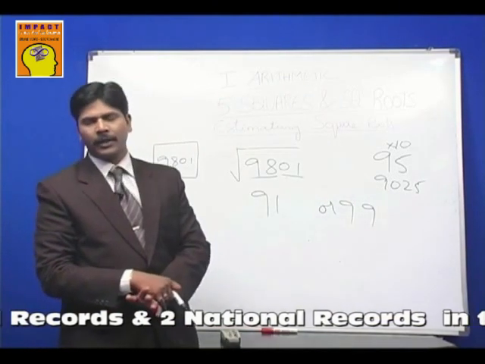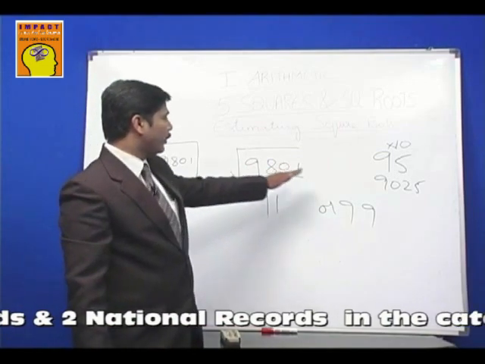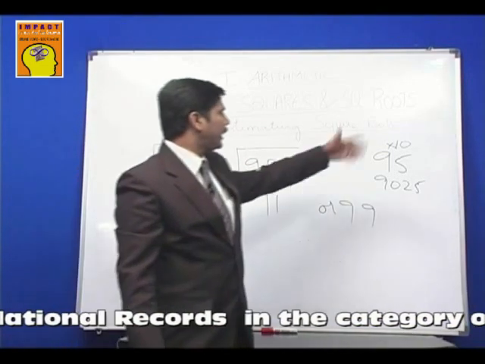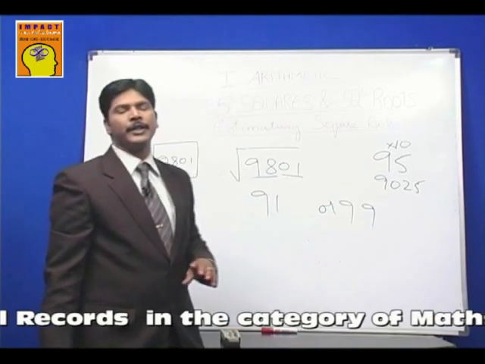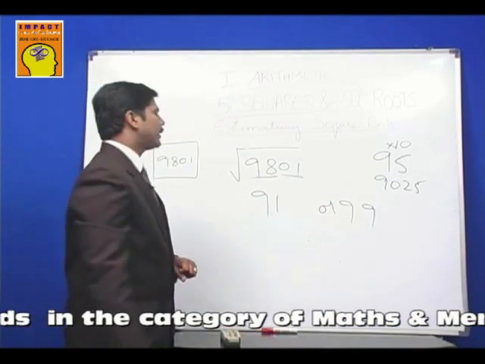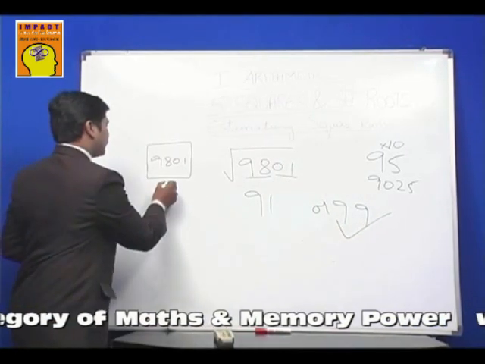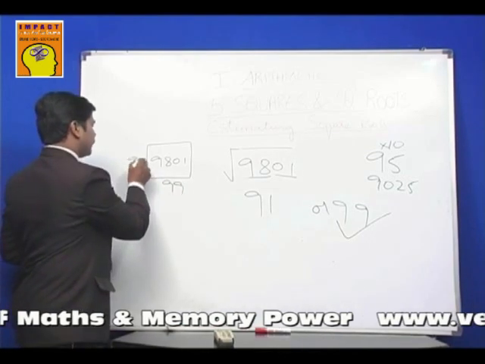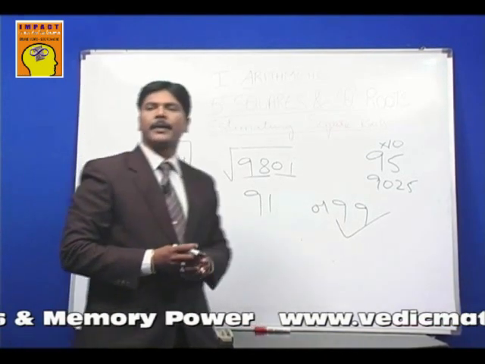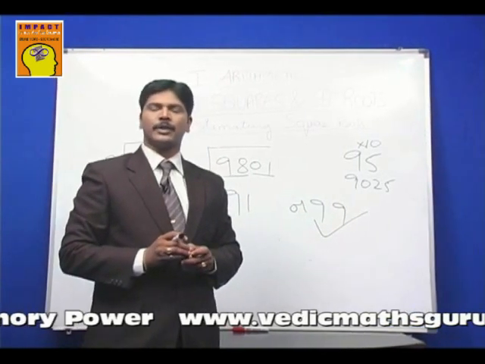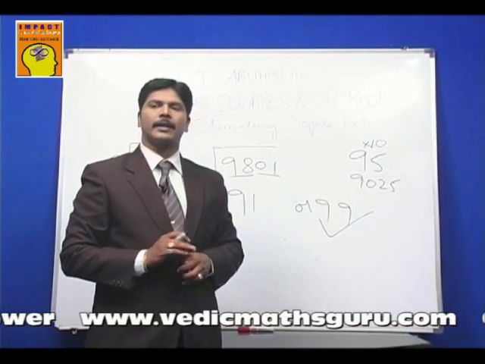Now tell me using your logic: to get 9801, shall I multiply more than 95 or less than 95? I need to multiply more than 95. So that's how I guess it is 99. So the sides are 99. Using this method, we can find the square roots of perfect square numbers.